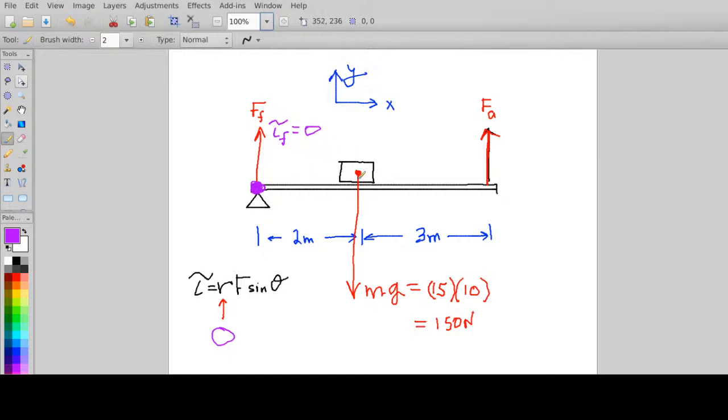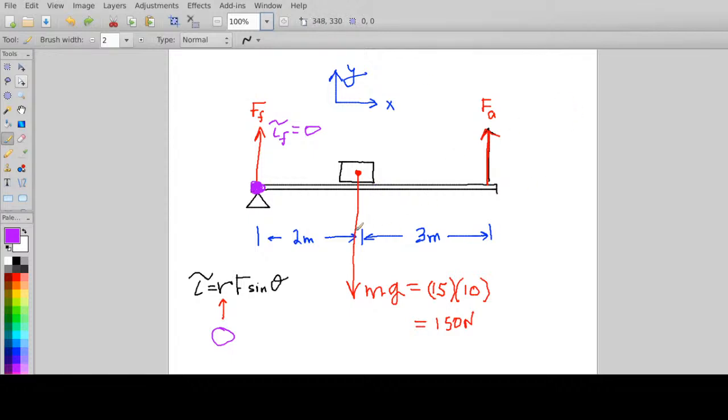All right, there's this one here, the force due to the weight, and it's acting at a distance of 2 meters from the axis of rotation. It's 150 newtons, but acting at a distance of 2 meters. And there's also this force, and it's acting at a distance of 2 plus 3 meters, or a distance of 5 meters, all right? And so these two forces, this one and that one, those are the two forces that will give you a torque. This one, the fulcrum force, doesn't.